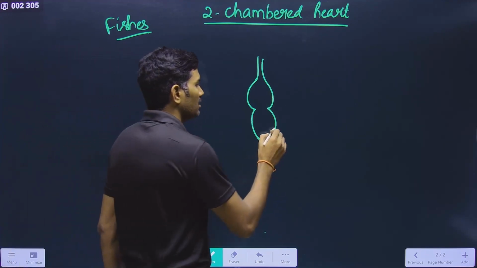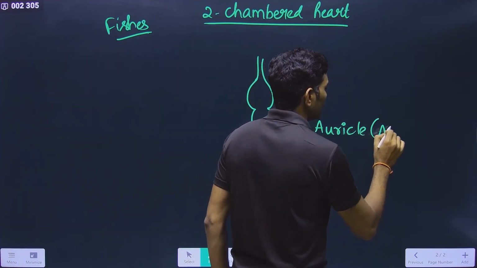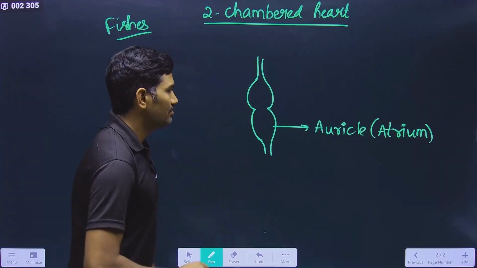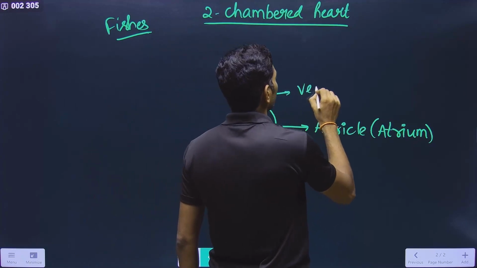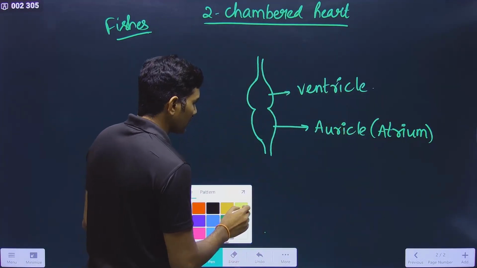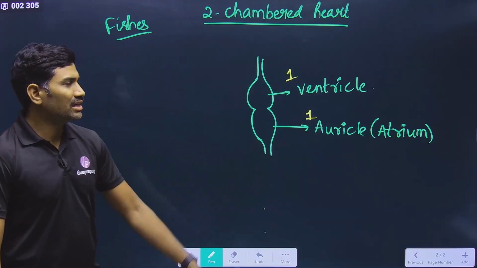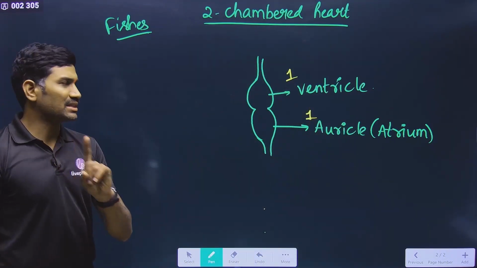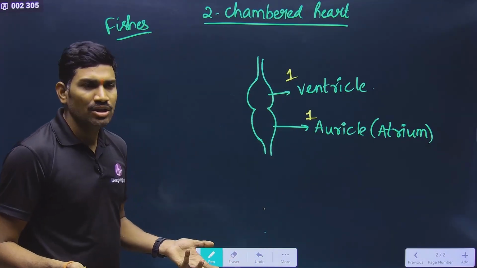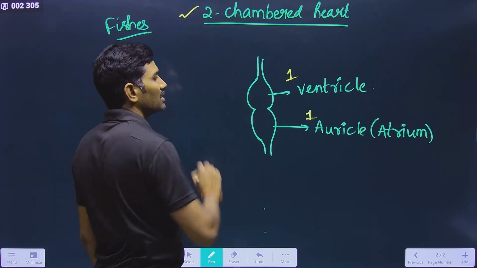So one will be auricle. Please remember, you can also call this as atrium. Okay, auricle or atrium. And there is one ventricle. In NCERT, they have given with numbers also. How many are present? One auricle is present and one ventricle is present. That means one atrium is present, one ventricle is present. So in this way, this is entirely called as heart. That's it. So in this heart total, how many chambers are present? Only 2 chambers are present. That's why it is the 2-chambered heart.